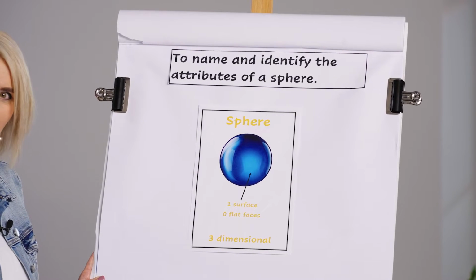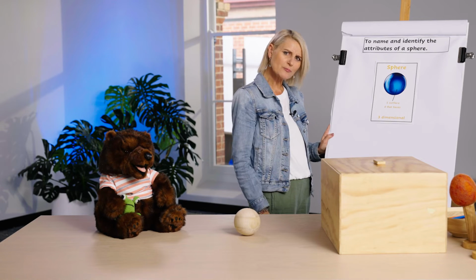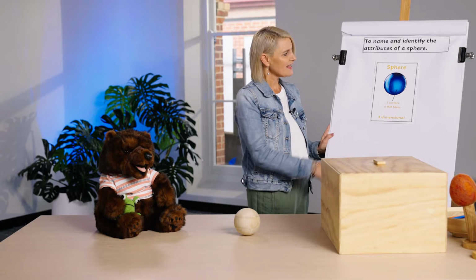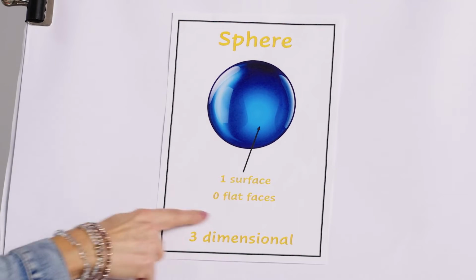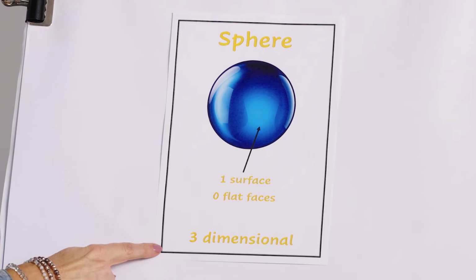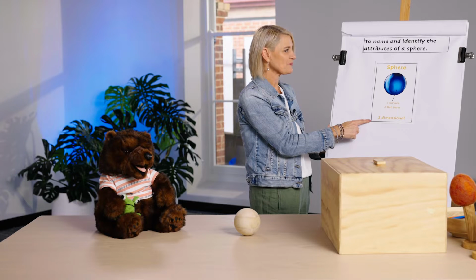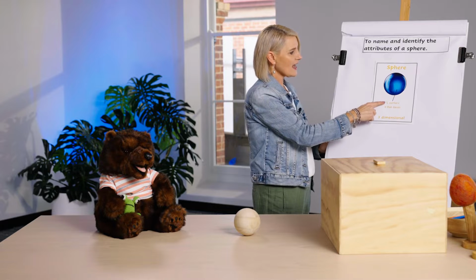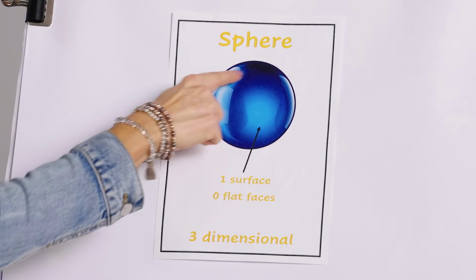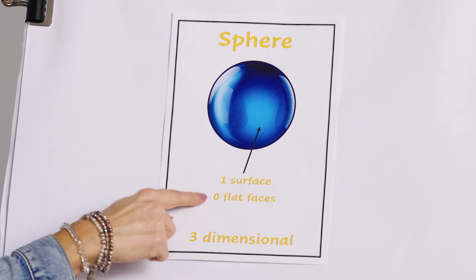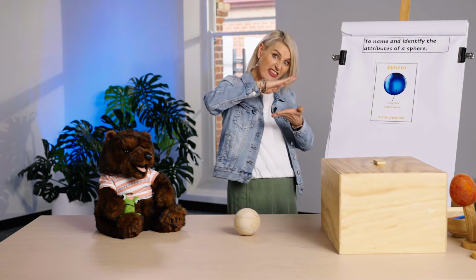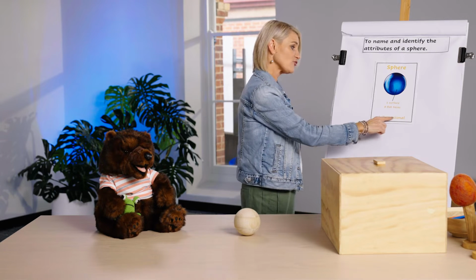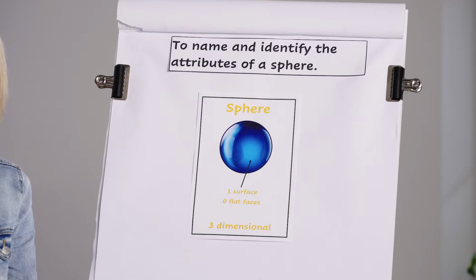A sphere. Have you ever heard that word before? Let's have a look here in our poster. This tells us the attributes, the features of a sphere that make a sphere very, very special. A sphere has one surface and it has 0 flat faces. Nothing flat. It is 3-dimensional.